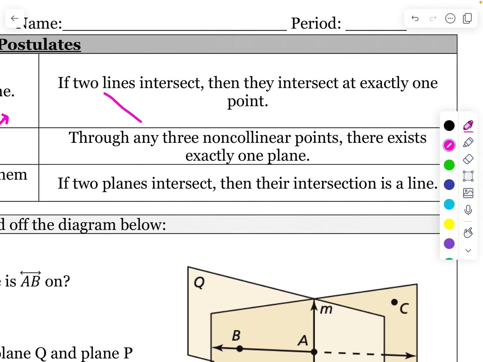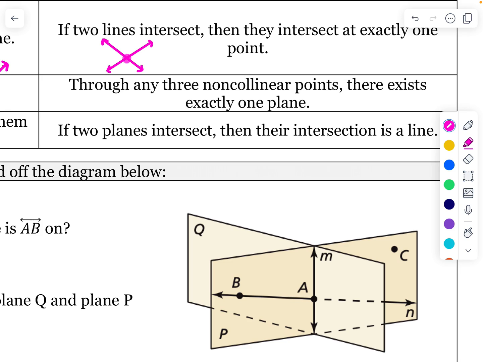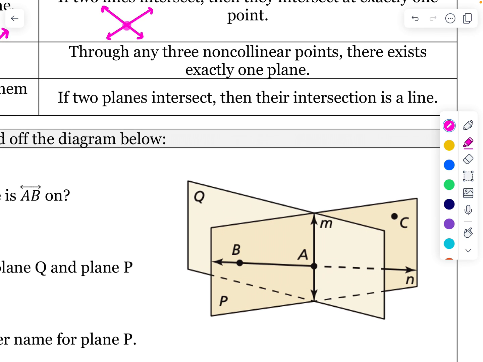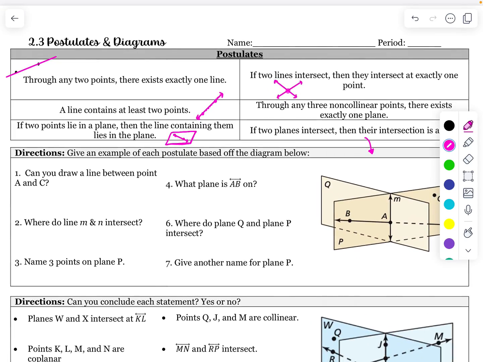2 lines intersect. They intersect at exactly 1 point. Here's a line. Here's a line. Here's where they intersect at a point. Through any 3 non-collinear points, there exists exactly one plane. That is why we named it with 3 non-collinear points, because there was no way that we could get it confused. And then if 2 planes intersect, then their intersection is a line. That's a great example right down there.